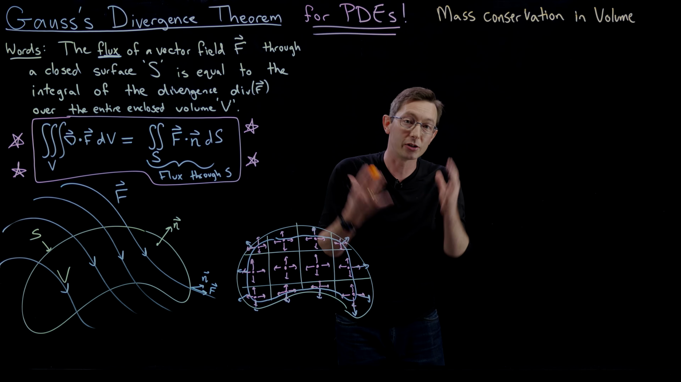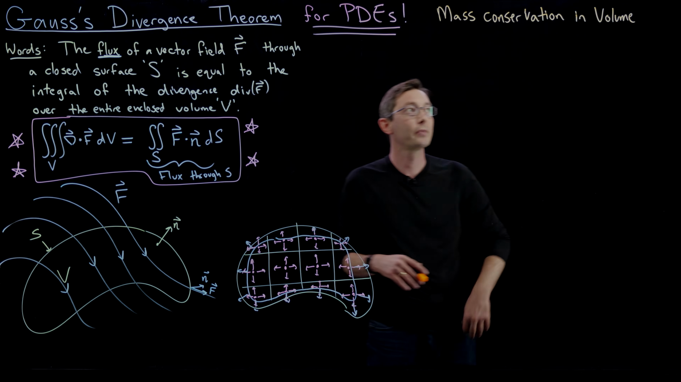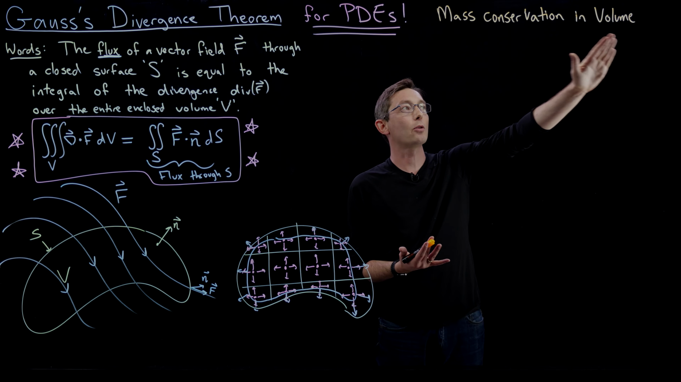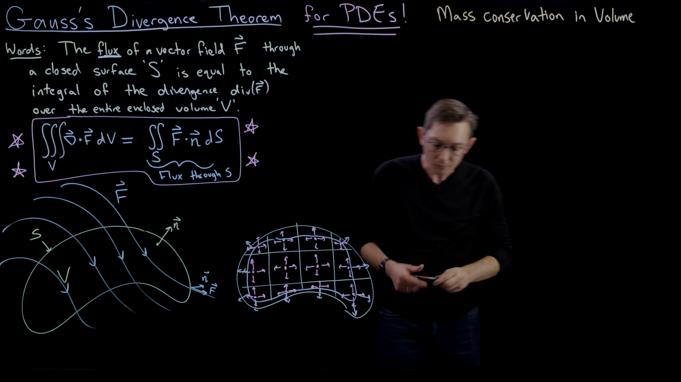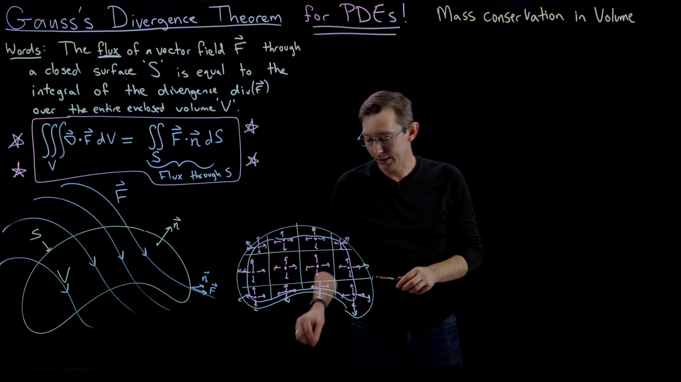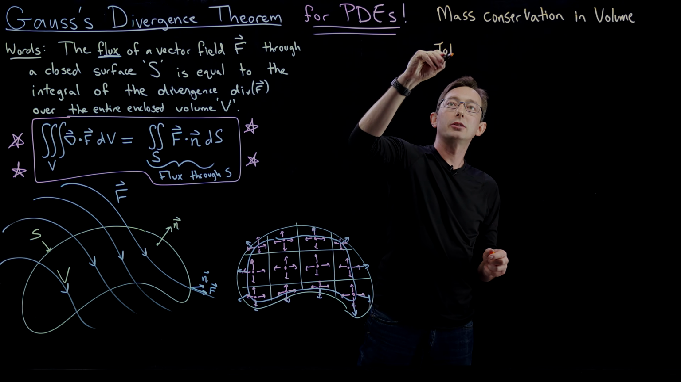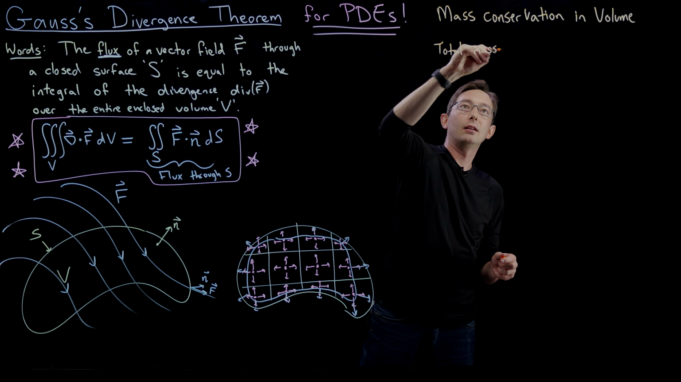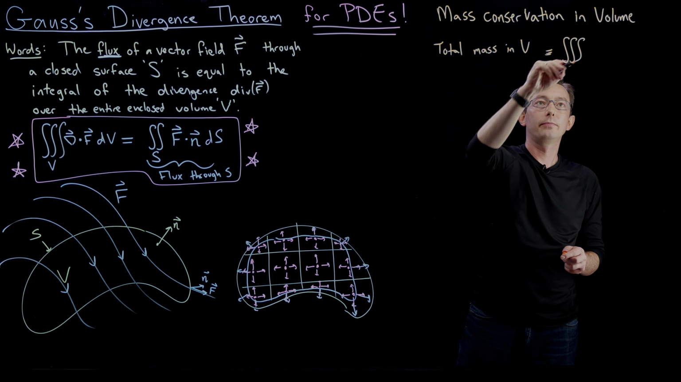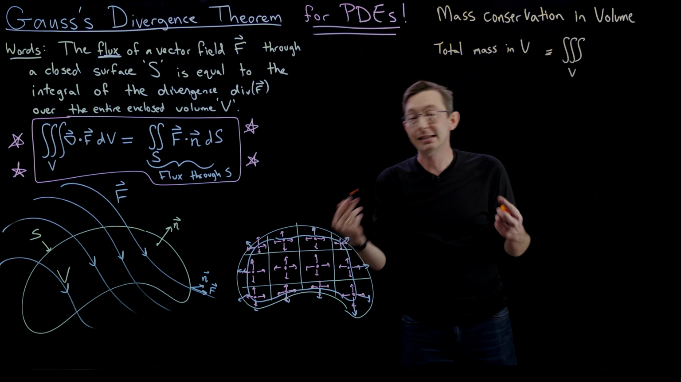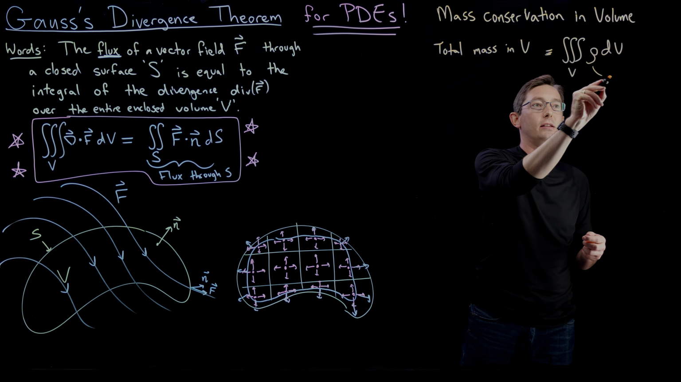And we know that that is a conserved quantity. There's not more or less, at least in the short term, as it flows through. And so we want to somehow quantify this conservation of mass in our volume. So here's what we're going to do. We're going to say that our total mass in the volume equals the triple integral over V of the density rho dV. Okay, so I'll just say rho is the density.